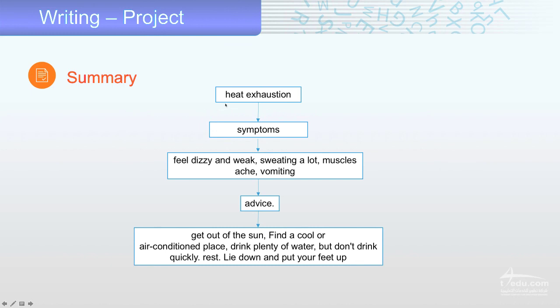And then, today we read about heat exhaustion and the symptoms: to feel dizzy and weak, sweating a lot, muscle ache, vomiting. Bullet points, don't forget that. The advice: get out of the sun, find a cool or air-conditioned place, drink plenty of water but don't drink quickly, rest, lie down, and put your feet up. Okay? That's what we read. Now you have to start writing, everybody.